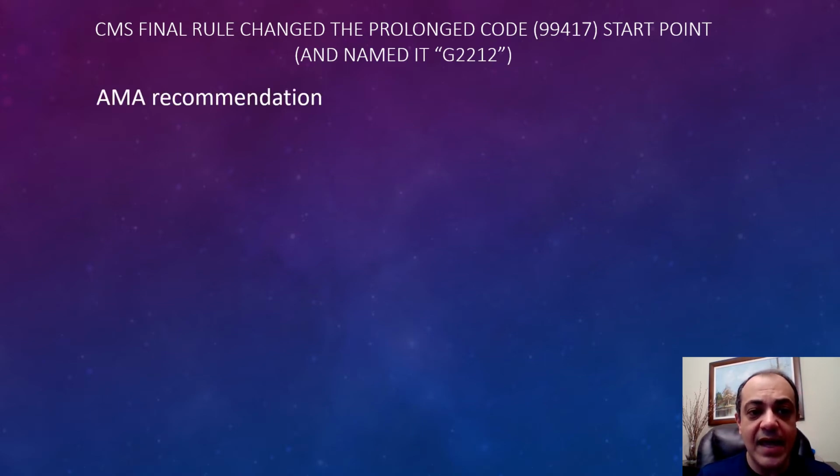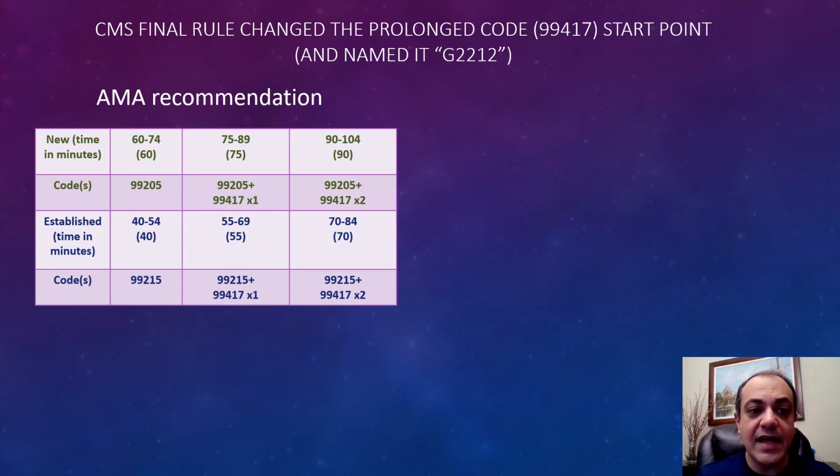Basically, what AMA had suggested is that after you are done with a level 5 requirement, for example, whether that level 5 was a new patient or an established patient, every 15 minutes beyond that, you would get a 99417 extended visit code. Medicare, the Center for Medicare and Medicaid Services, objected to that.